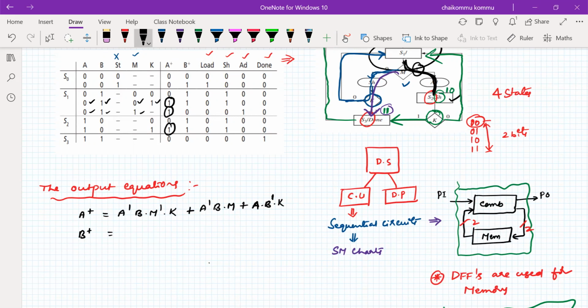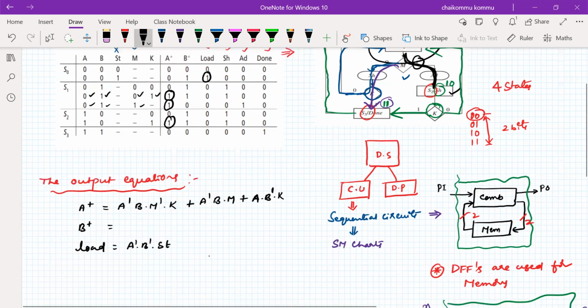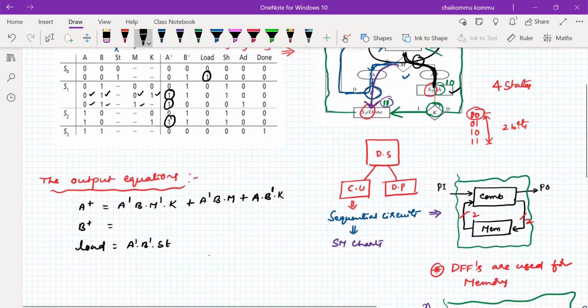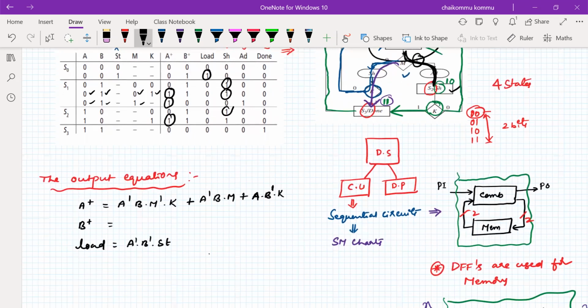Similarly, for B plus also you can write the B plus. I'll write for the load signal. For the load signal, what is the mathematical equation? So this is important. A complement B complement ST. For the add signal and the SH signal, 4 things are there. For SH, there are 4 min terms. We have to write the 4 min terms information. Okay, SH also you can write.